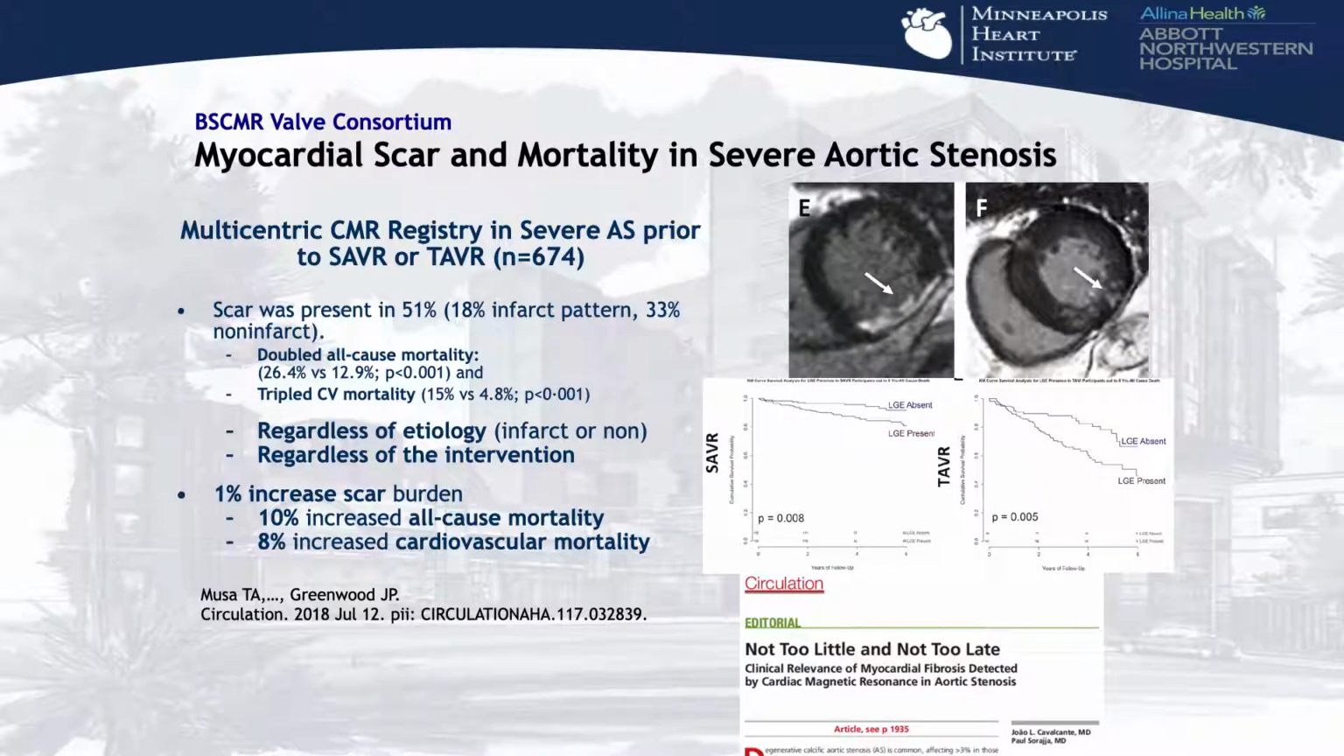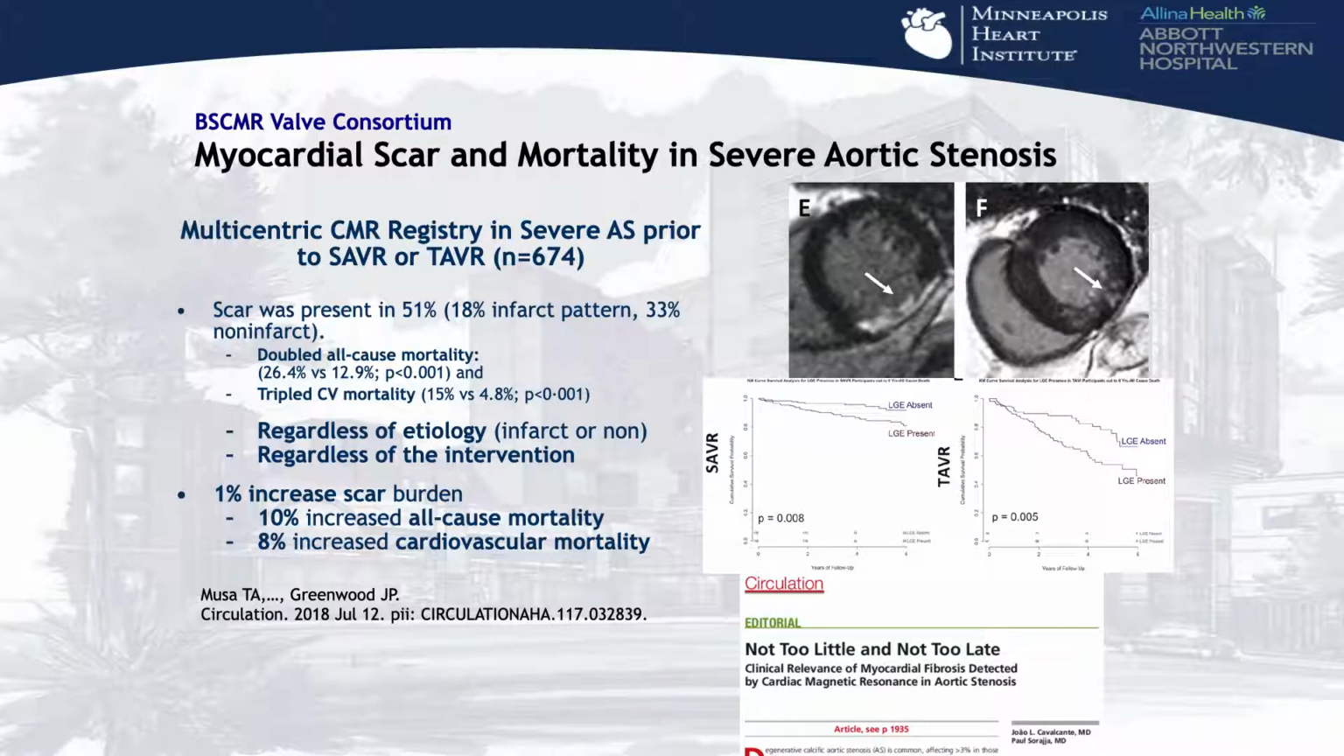The most important paper that has come out in the last couple of years has been this one by a large cohort of almost 700 patients from the UK. Scar, assessed by late gadolinium enhancement, was present in half of these patients, either infarct-related scar or this mid-wall non-ischemic scar, typically associated with increased LV wall thickness.